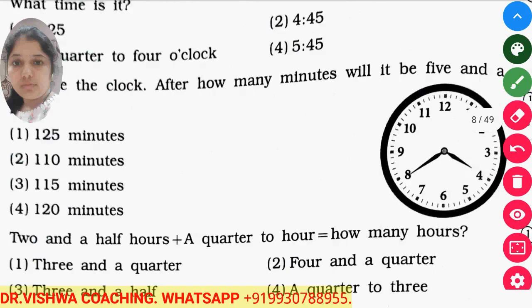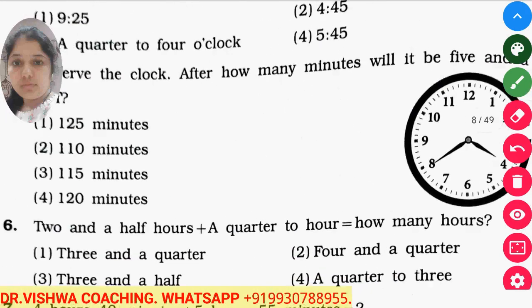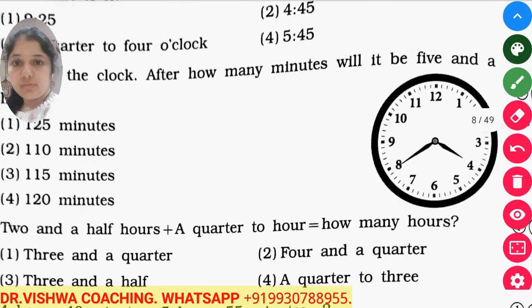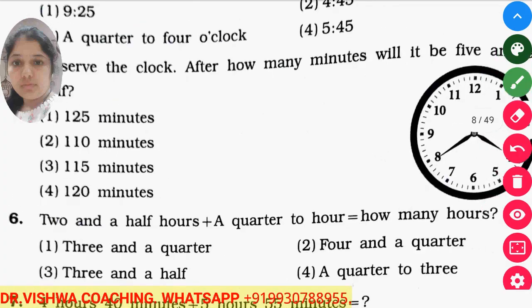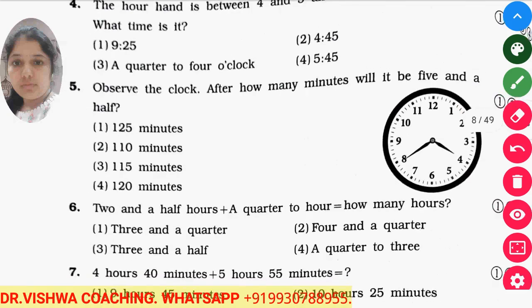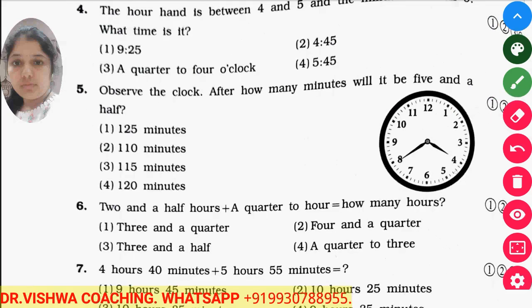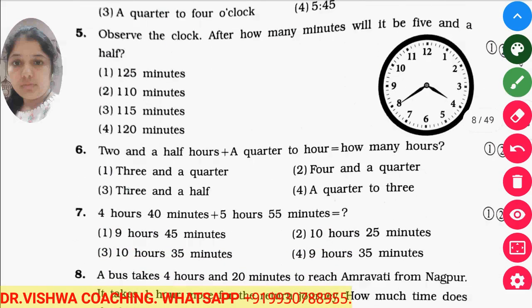Now you can observe the clock and how many minutes will it be 5 and a half, 5.5. Now the time is shown here and you have to calculate the minutes after this to become 5.5, which means 5:30. So you can calculate. This one is for homework. Okay. Now the next one.